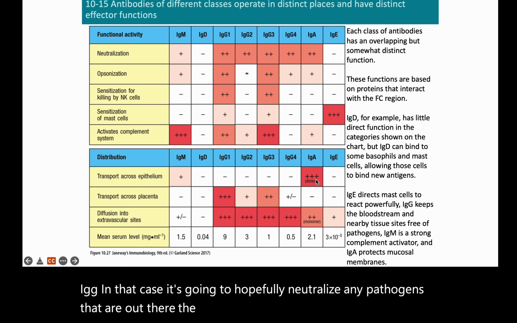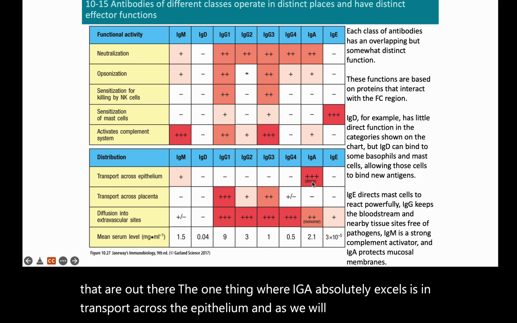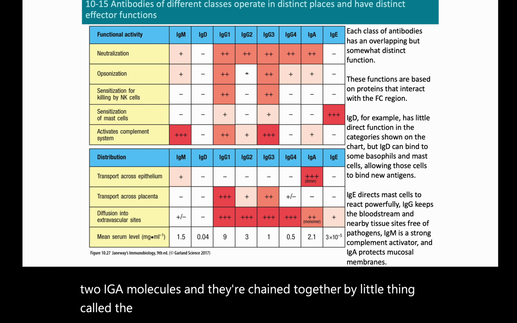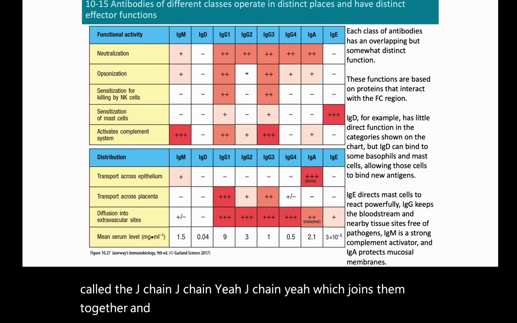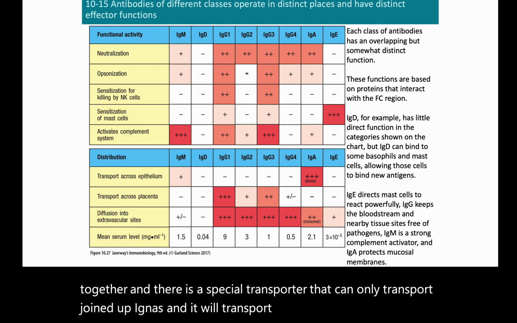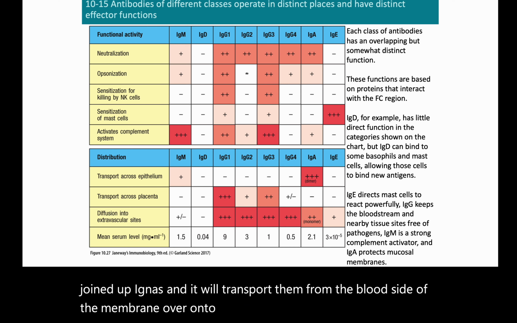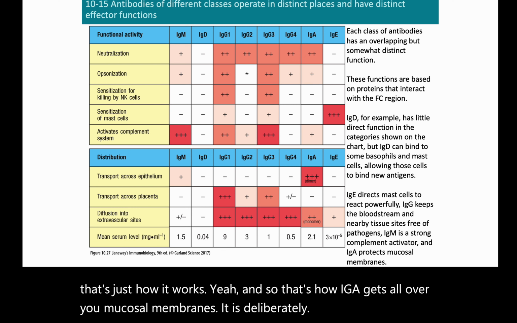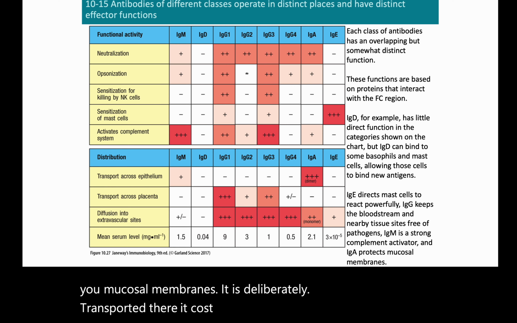The one thing where IgA absolutely excels is in transport across the epithelium, and as we will see, the IgA actually has to be hooked up back to back, so it's 2 IgA molecules, and they're chained together by a little thing called the J chain. J chain? Yeah, J chain, which joins them together. And there is a special transporter that can only transport joined up IgAs, and it'll transport them from the blood side of the membrane over onto the mucosal side of the membrane. So that's just how it works. And so that's how IgA gets all over your mucosal membranes. It is deliberately transported there, at cost of energy and time and everything else.